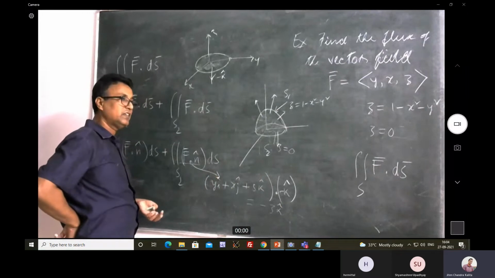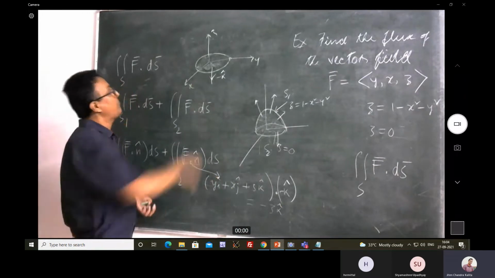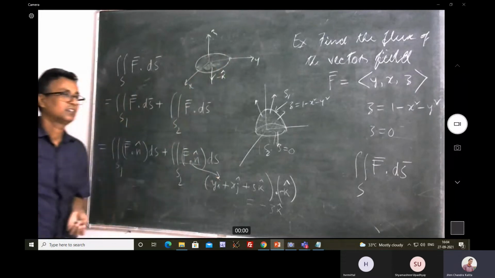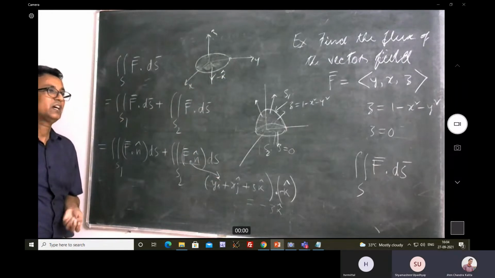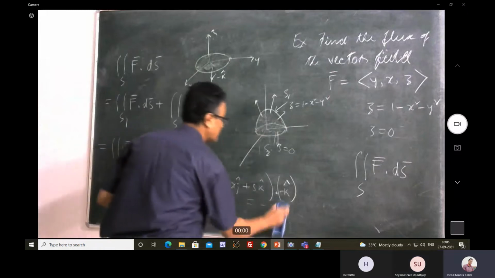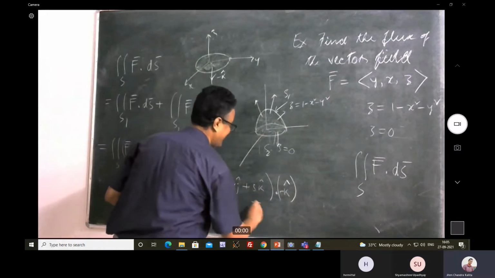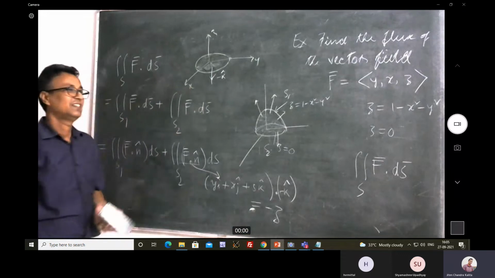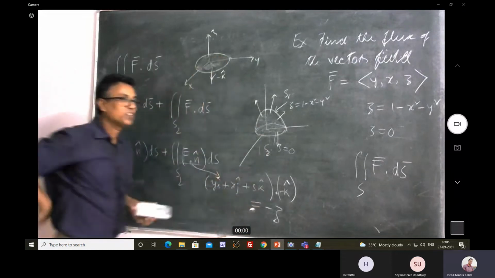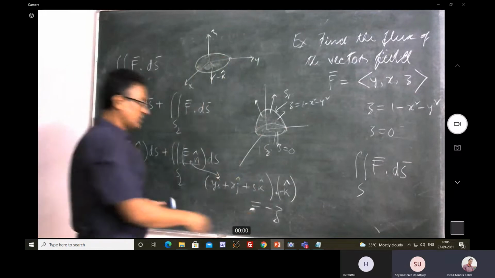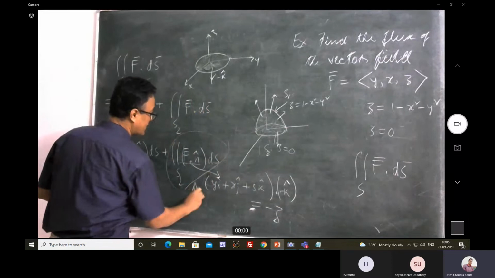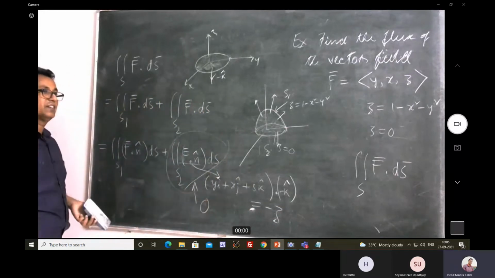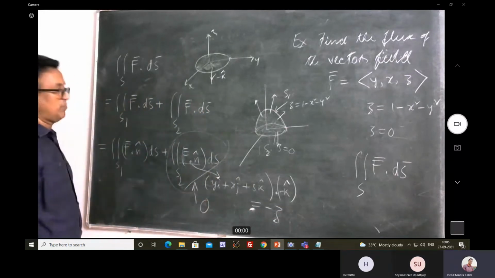But what is the value of j on this disk? Sir, the dot product is a scalar. Yes, sorry, minus z. So what is the value of j on this disk? It is 0. So that is why the second component of this integral becomes 0. Let us concentrate only on the first component.